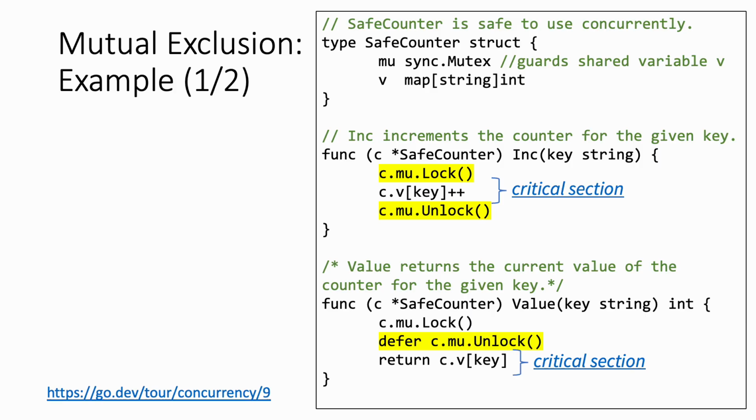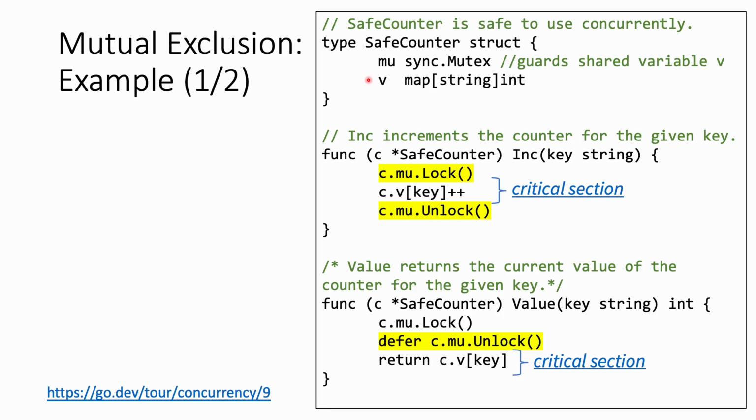Here is an example of how to use mutual exclusion. In this example, we want to make sure that the variable v is concurrently safe, meaning it can be safely shared among Go routines. Variable v is a map from a string to int, which we can use to count the occurrence of strings. In order to make v concurrently safe, we define variable mu as an instance of sync.Mutex that goes along with the variable v.